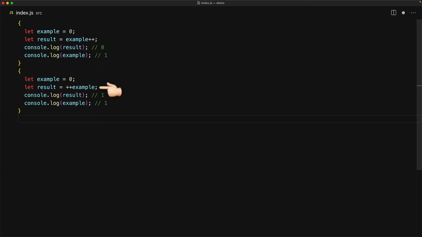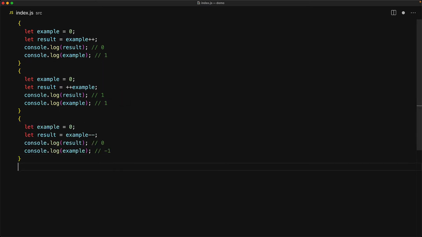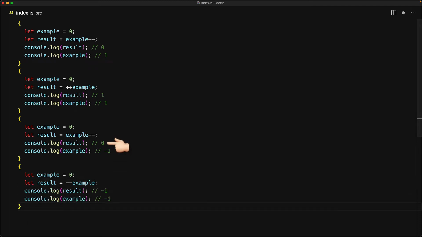Similarly with pre++, the value gets pre-updated, so example is immediately going to become 1, and that is what is returned into the result. And the same thing applies to the minus minus postfix and prefix operators. With postfix, the result is going to be the value before the update, and with prefix, the result is going to be the value with the minus minus pre-applied.